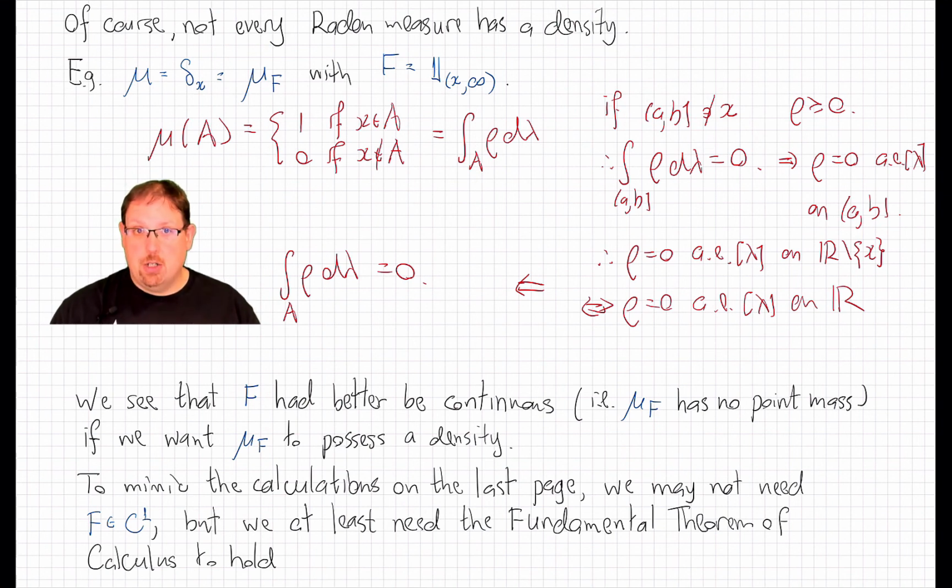This is the distinction usually drawn in undergraduate probability courses. But it's not good enough, of course, for f to just be continuous. If we want to mimic the calculations on the previous slide to find a density from a continuous cumulative distribution function f, it has to be continuously differentiable. Well, maybe it doesn't actually have to be completely continuously differentiable, but we at least need it to be close enough that the fundamental theorem of calculus holds.